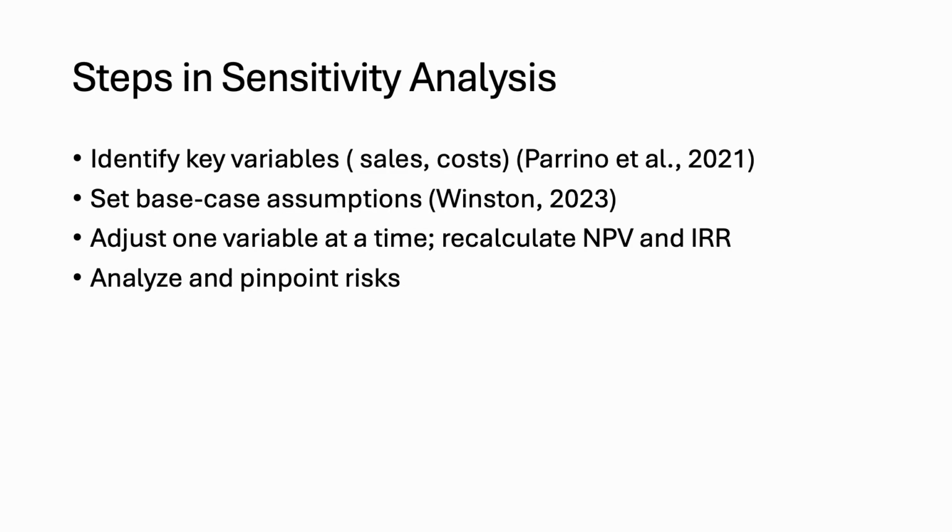The steps in sensitivity analysis. The process starts by identifying key variables that drive a project. Things like revenue, discount rates, or costs, and setting a baseline with expected values. Then you tweak one variable at a time, like increasing cost by 10%, and recalculate financial metrics like net present value or internal rate of return. This shows exactly how much each factor impacts the bottom line.